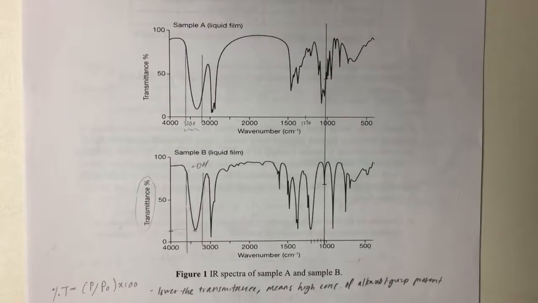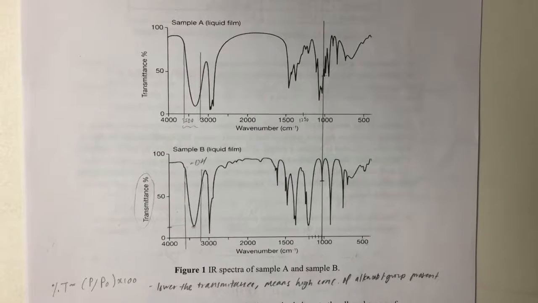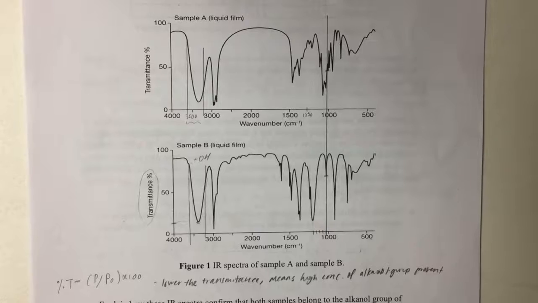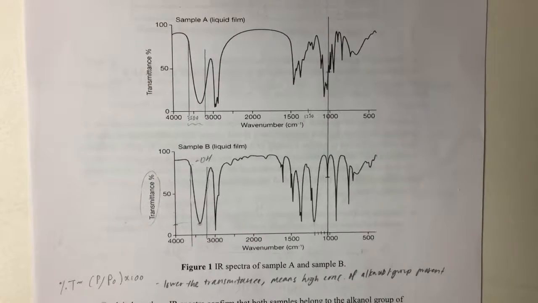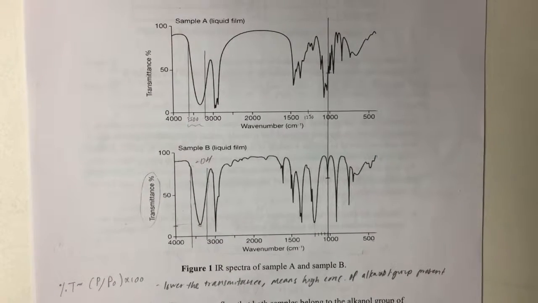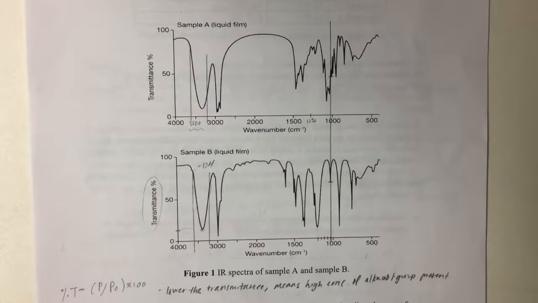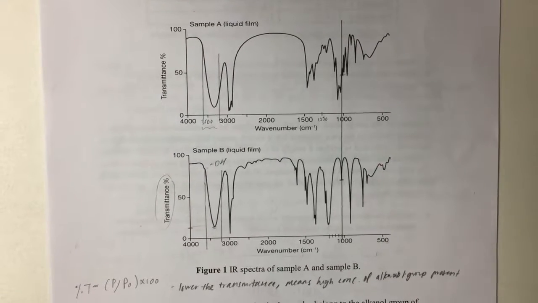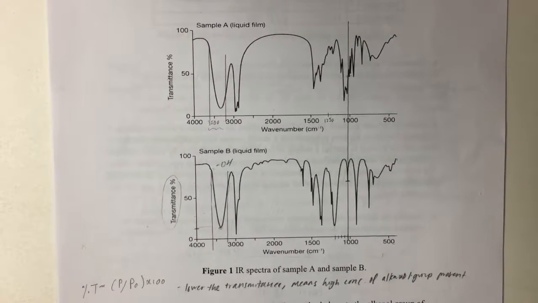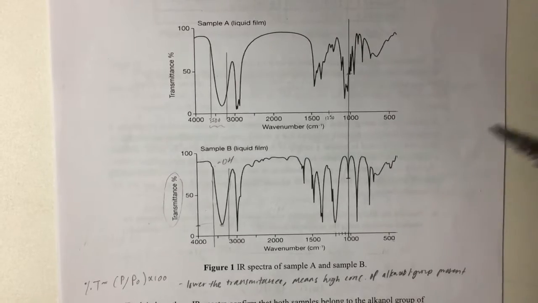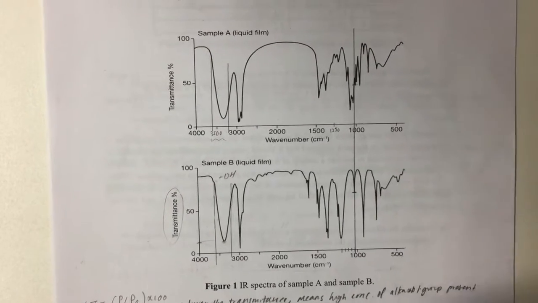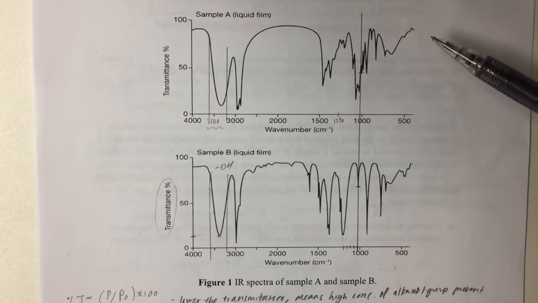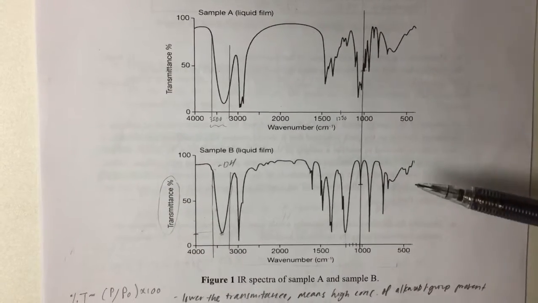For question 1b, we conclude that sample A and B are not the same compound. Even though sample A and B belong to the alkyl group, as mentioned in question 1a, they actually have different trends of transmittance percentage at wave number below 3000. As you can see, there are different trends of transmittance in the individual graphs of sample A and sample B.